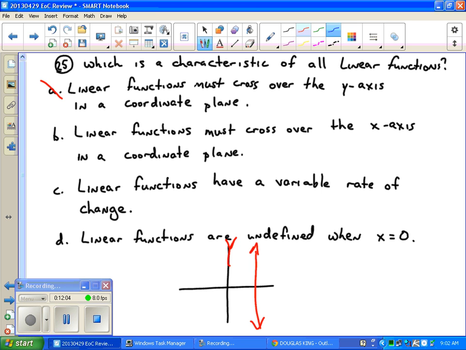The second one says it must cross the x-axis. Again, this is our x-axis. We could have a line that looks like this, that's horizontal, that never crosses the x-axis. So that's not true.